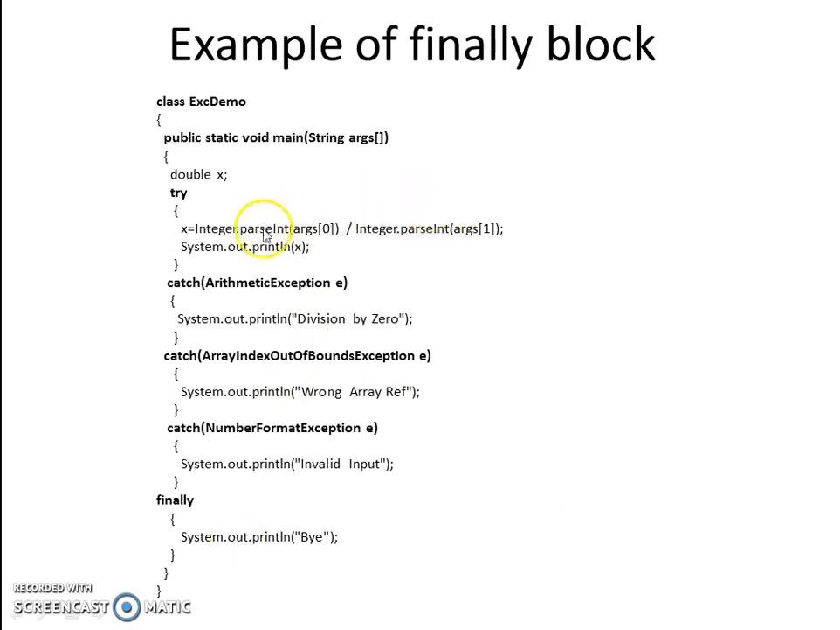But if no exception occurs, then the value of x will be printed and then the finally block will be executed. And in case a certain kind of exception occurs here, which is not caught by any of these catch blocks, still, before the program is abruptly ended, this finally block will be executed.